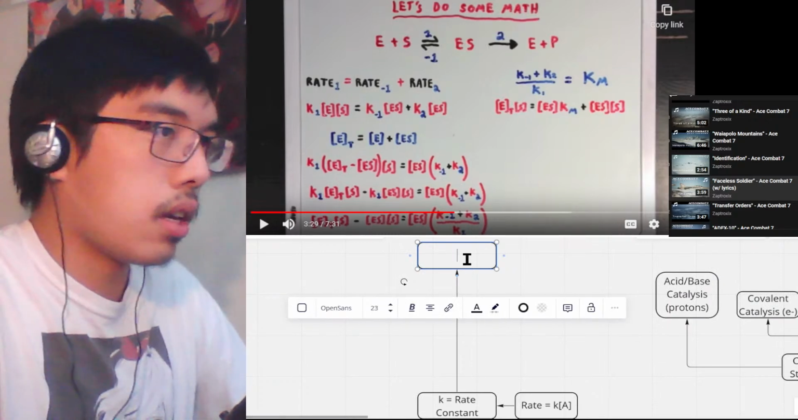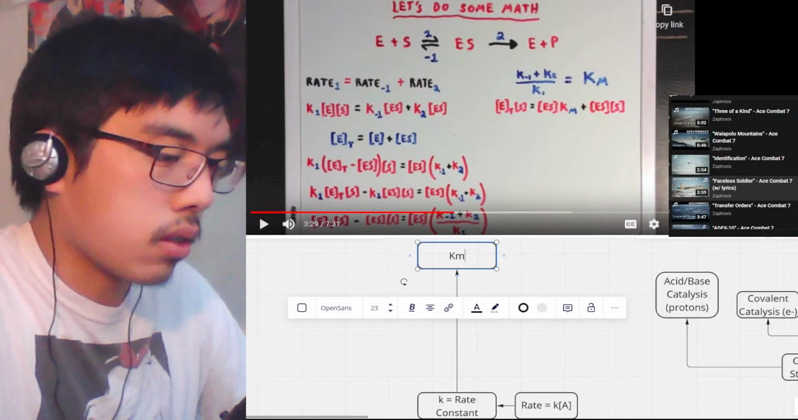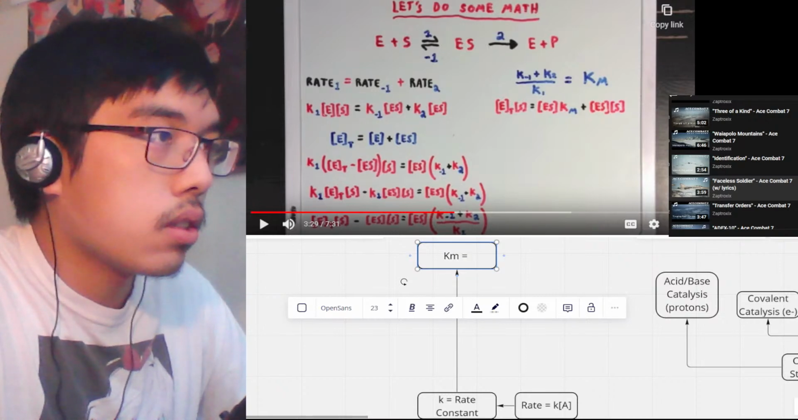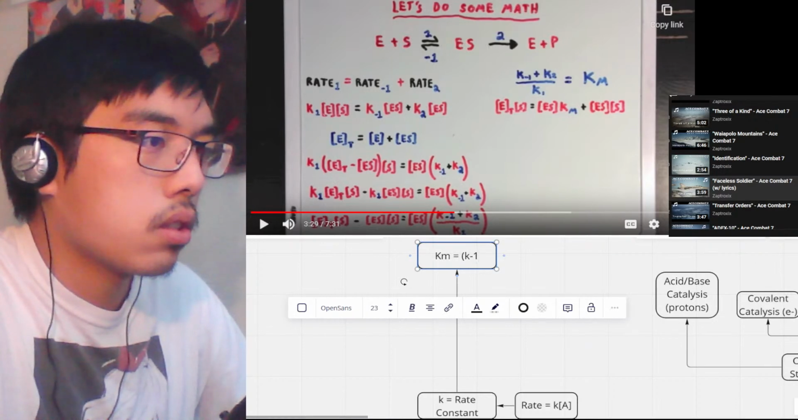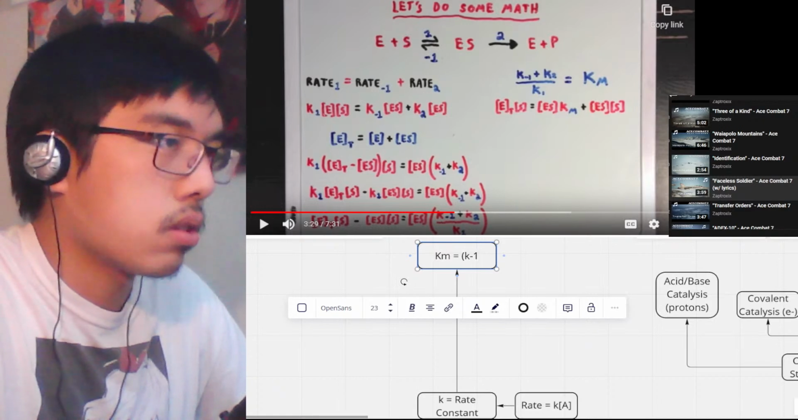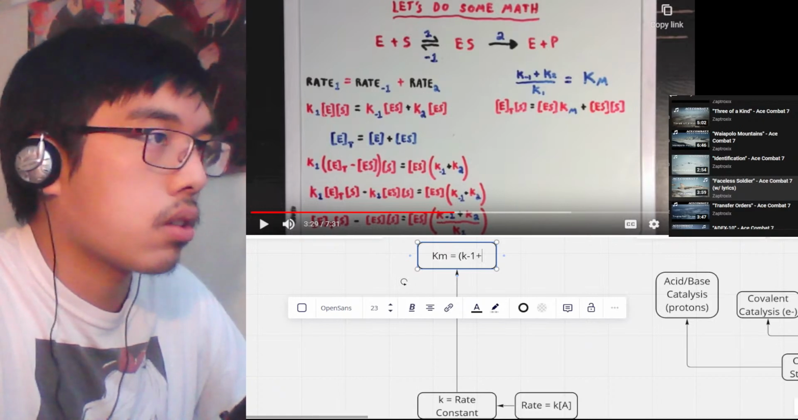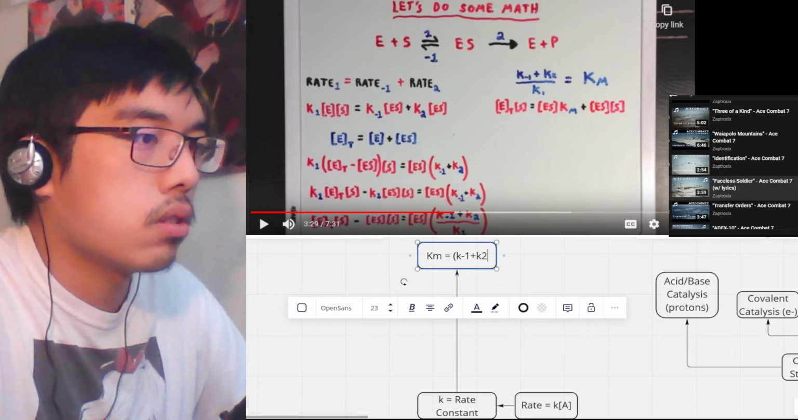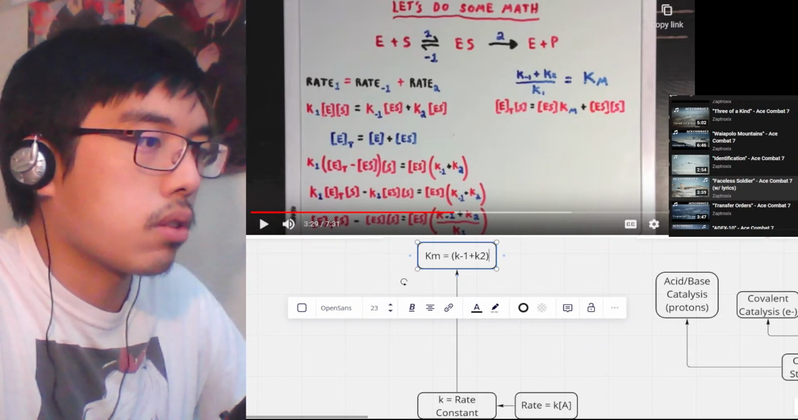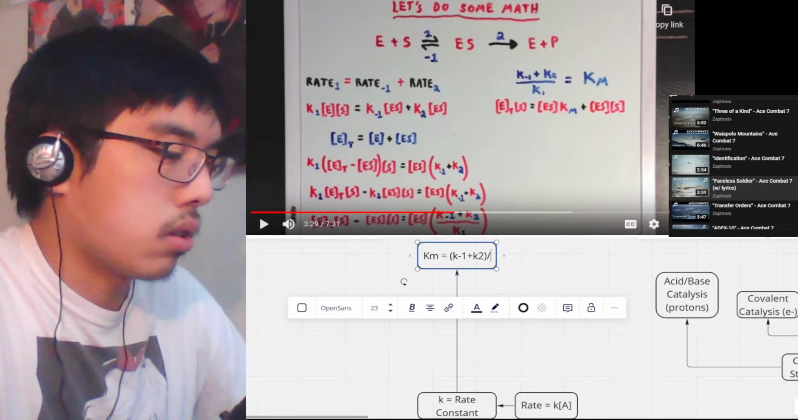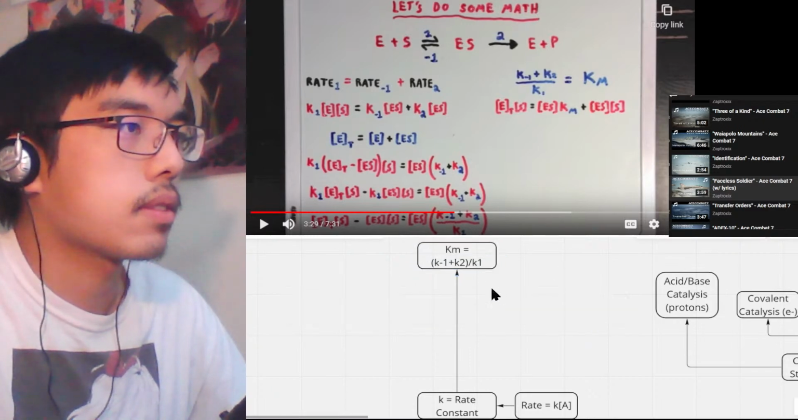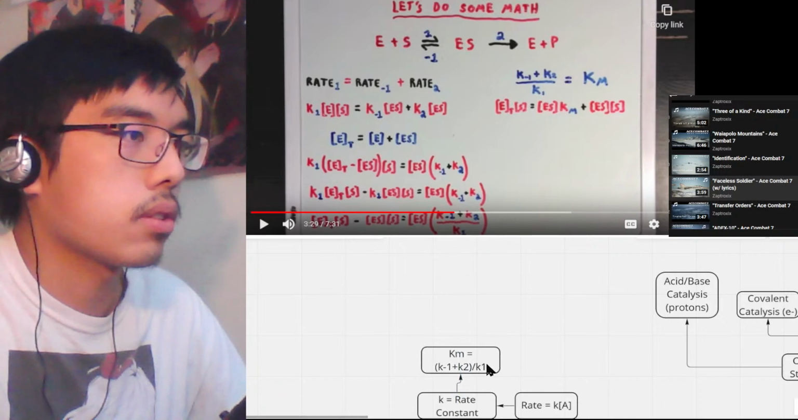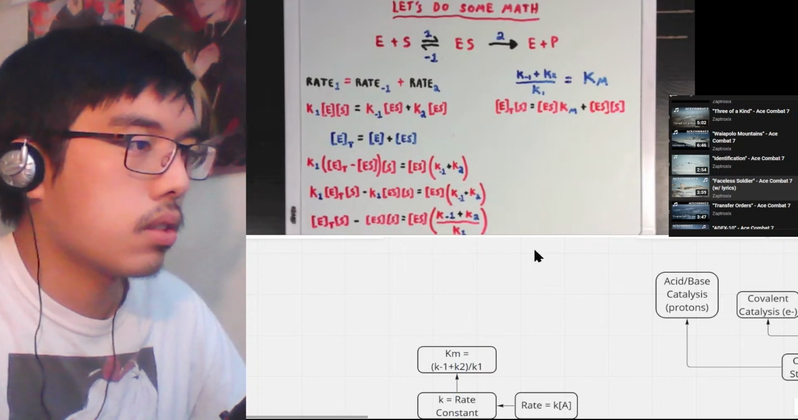At the very least, Km is a distinct thing that we can point out is equal to K minus 1 plus K2 all over K1. That I can show, at least. From the left side to the right.